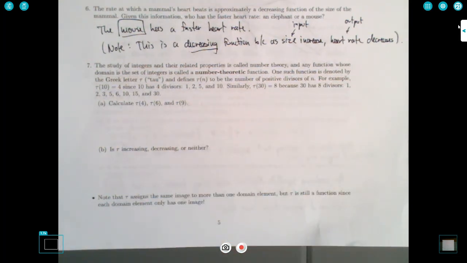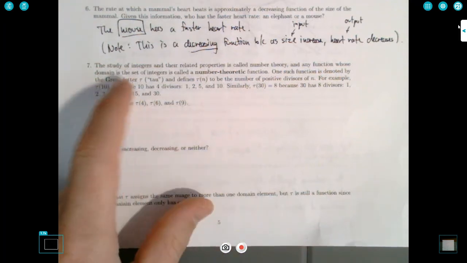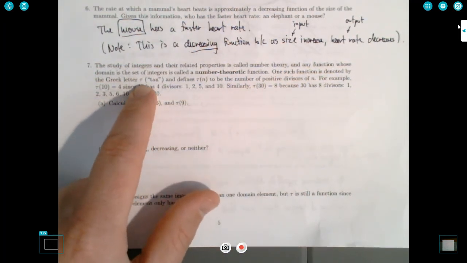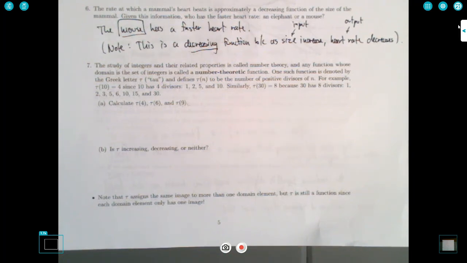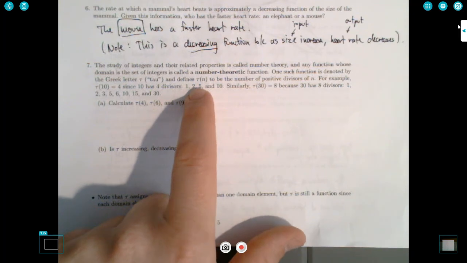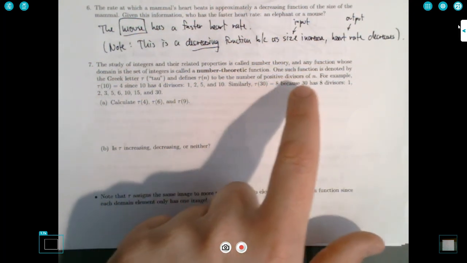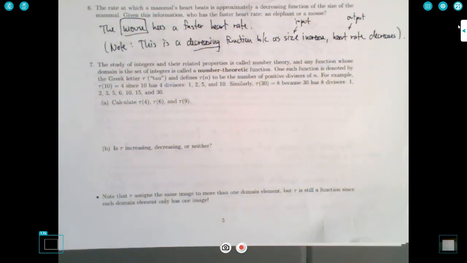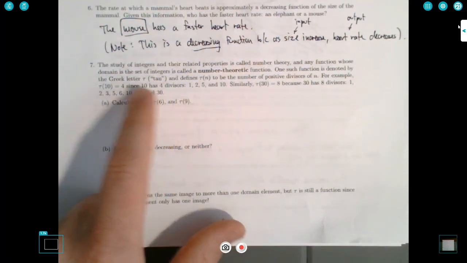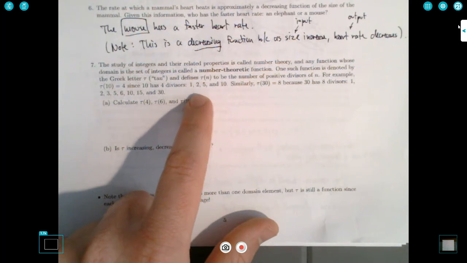So it's any function whose domain is the set of integers. One such function is denoted by the Greek letter tau. It looks like a little T, but it's the Greek letter tau. The tau function defines tau of n to be the number of positive divisors of n. So for example, tau of 10 would be 4, because 10 has 4 divisors. The divisors of 10 are 1, 2, 5, and 10.